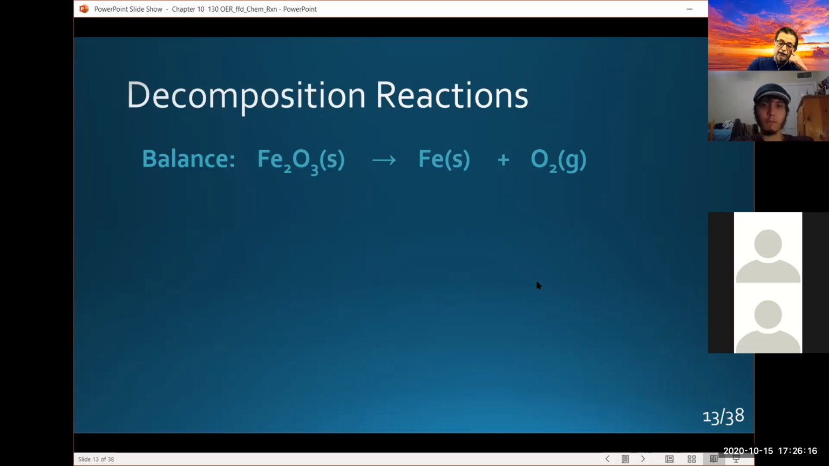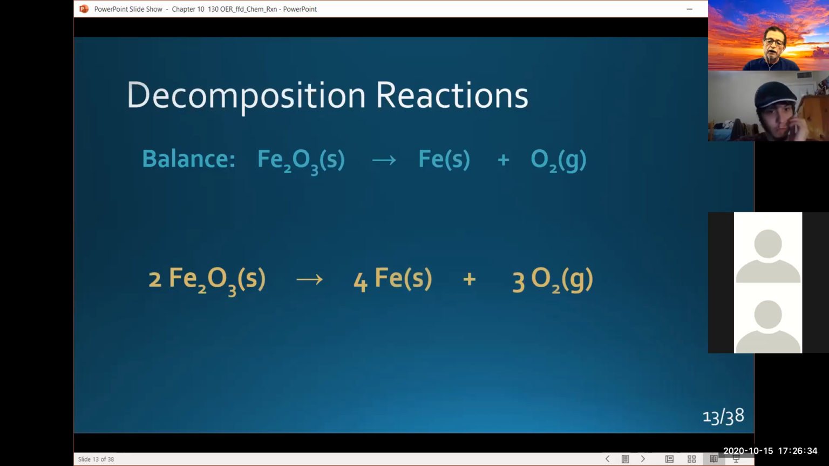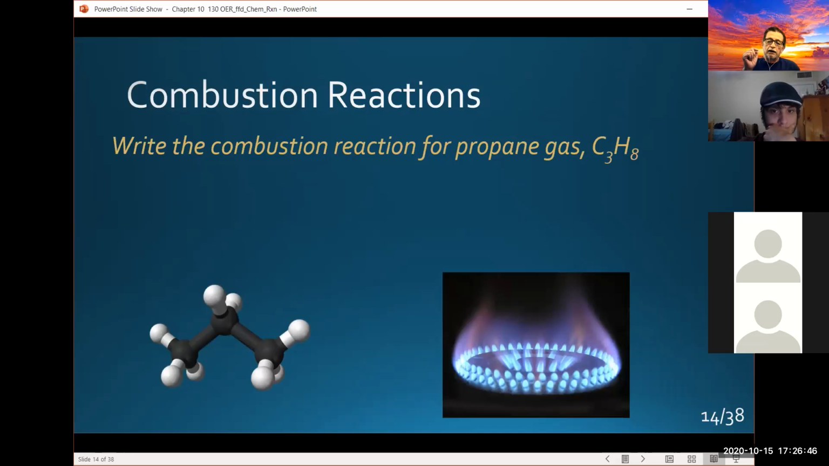Anyway, under some pretty high heat, you can have it decompose and create iron and oxygen. In fact, industrially, this is one of the ways to take iron oxide and create iron. Of course, we're going to balance it out. Here's the balanced complete equation. One of the products here is oxygen. Anyway, this is an example of a combustion reaction.